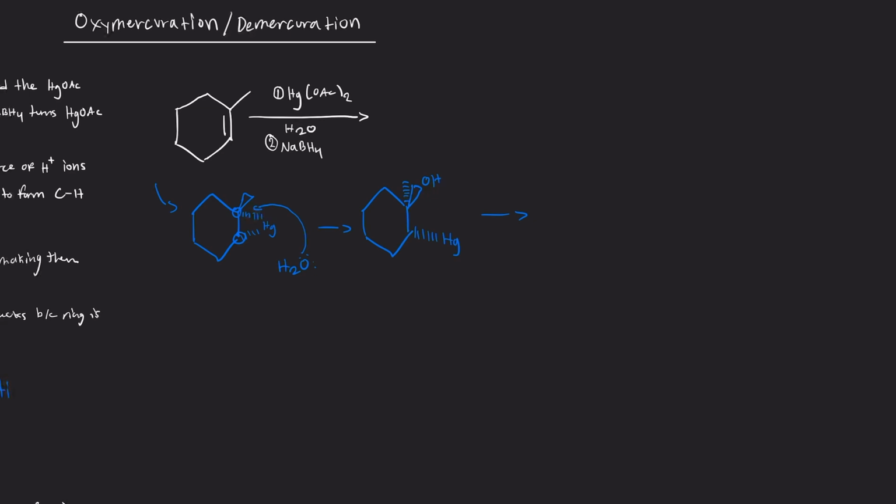And then for this next step, which is the second step, it's demercuration. We're going to be using the NaBH4 that I talked about earlier. And what this NaBH4 is going to do, it's going to change our mercury into a hydrogen atom. So we're going to have the same product, but our mercury will be an H. So this would be our final product, and yeah, that would be our final product for that example right there.